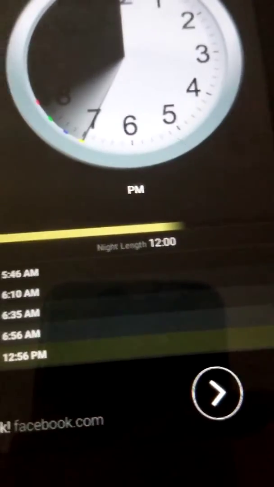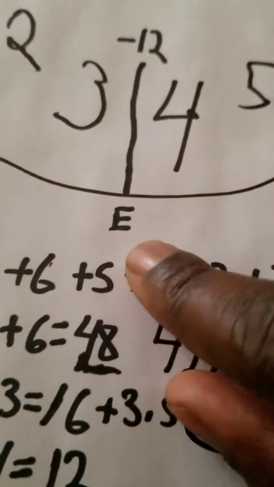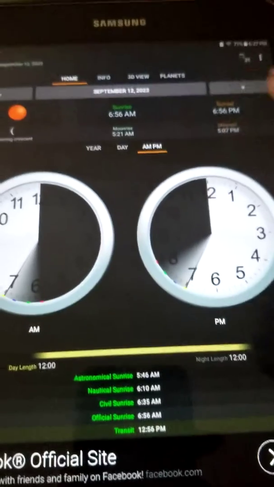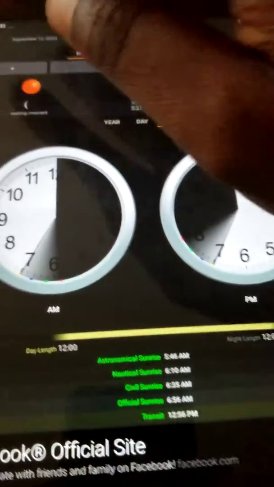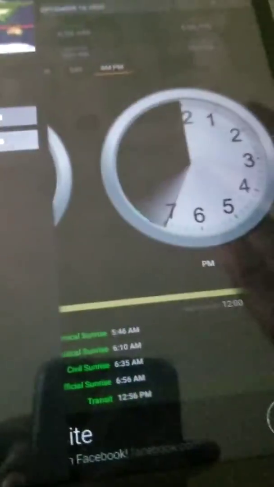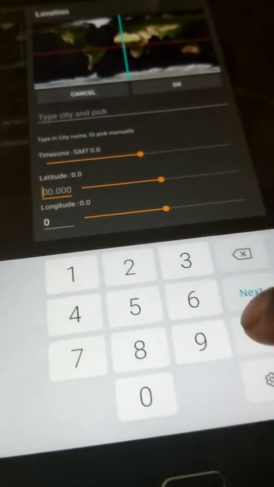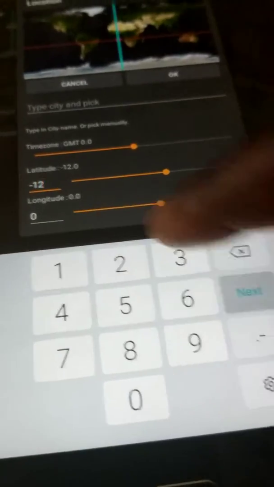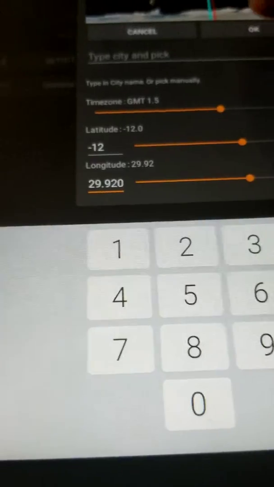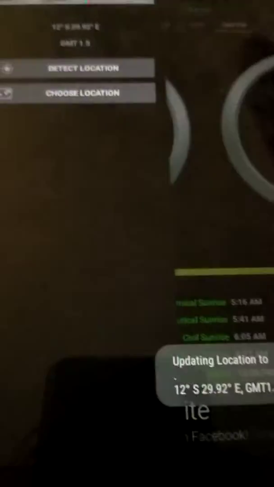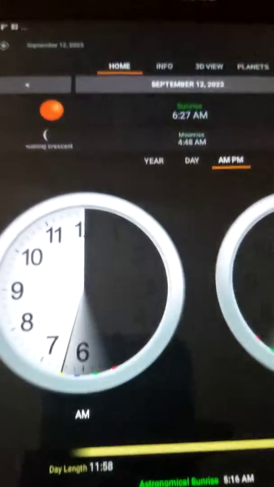EQUILUX. Just like I got the E there for EQUILUX. So equal day, equal night, September 12th. You know what I forgot to add? I need a longitude. I need to get off the ocean. I don't need to be over the Atlantic Ocean. So negative 12 and then 29.92. I got to get out of the Atlantic Ocean. I don't want to be over no water. I want to be over land.